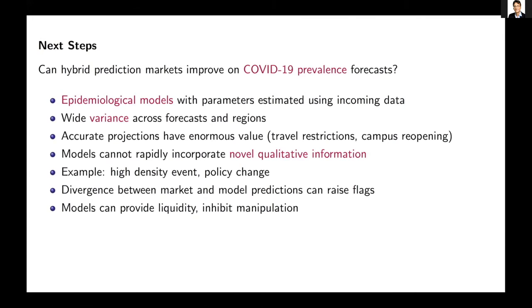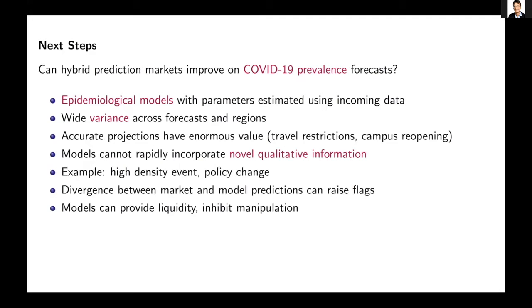The application that we are now working on has to do with COVID prevalence. There are a bunch of models submitted weekly to the CDC, epidemiological models with parameters estimated through incoming data. They give you wide variation in forecasts across regions. These are hugely important forecasts, and you can think of campus reopening decisions, travel restrictions, and so on.